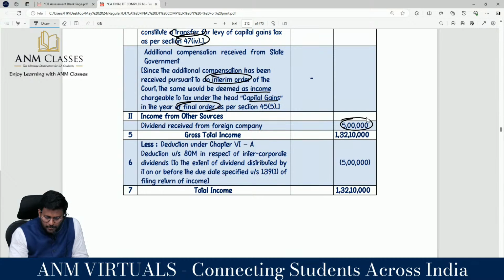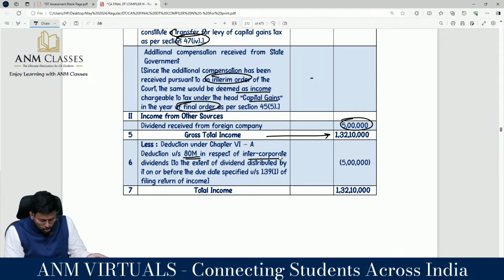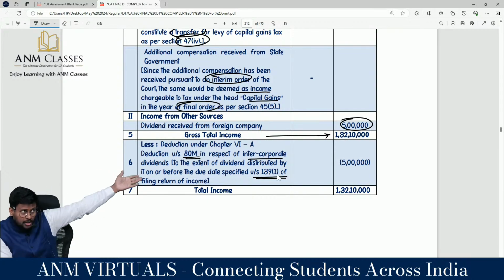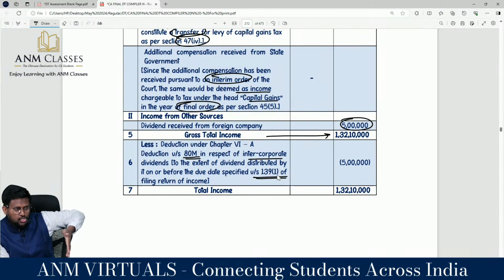Dividend received from foreign company will be taxed under IFOS. GTI, gross total income, you have to add it. Less deduction under Chapter 6A, section 80M, in respect of intercorporate dividend, to the extent of dividend distributed by it on or before the due date under section 139 subsection 1 of filing the return of income. Correct? Yes, sir. Because they got dividend from foreign company. How much? 5 lakhs.